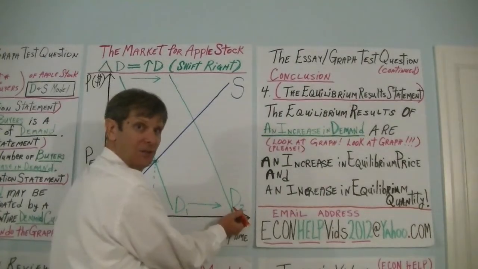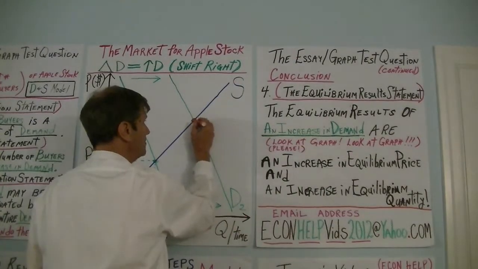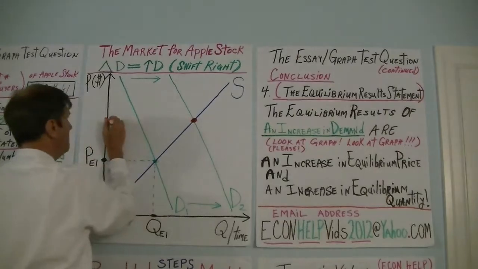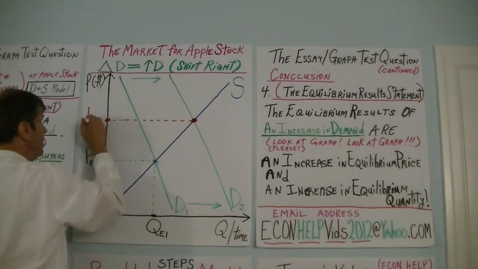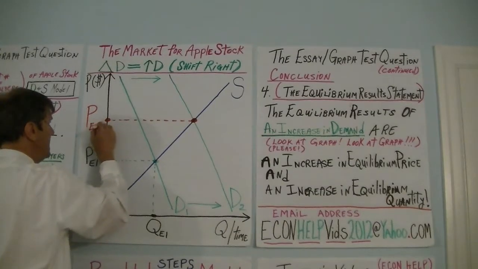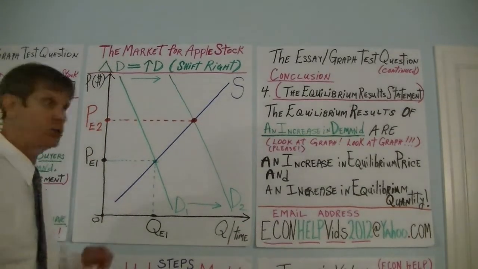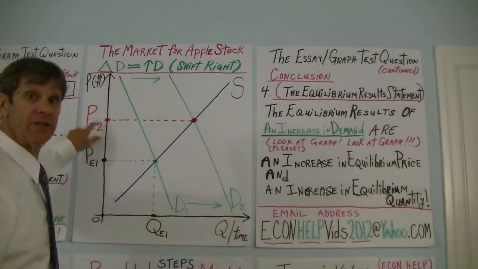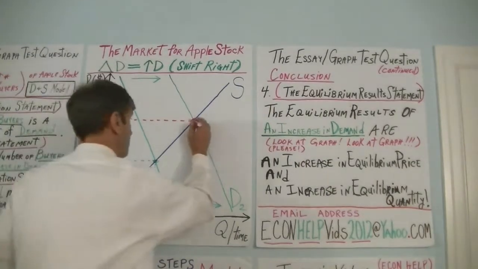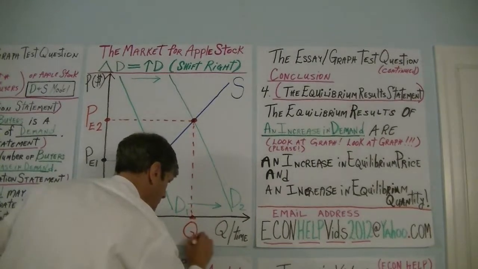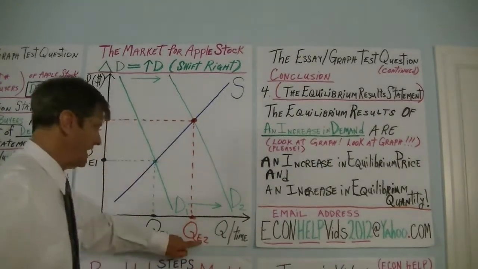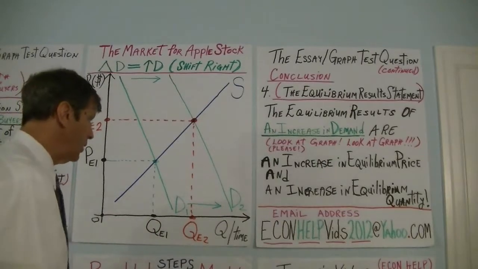Okay, D2 and the supply curve, at that intersection, we have new values for the equilibriums. Right? This is going to be called PE2, the letters, but the words would be equilibrium price 2. And the symbols or letters for equilibrium quantity 2 would be QE2. What do we notice, right?